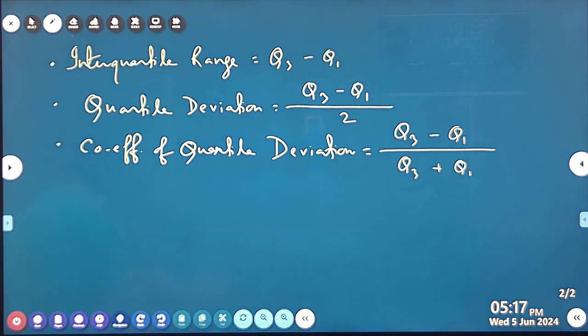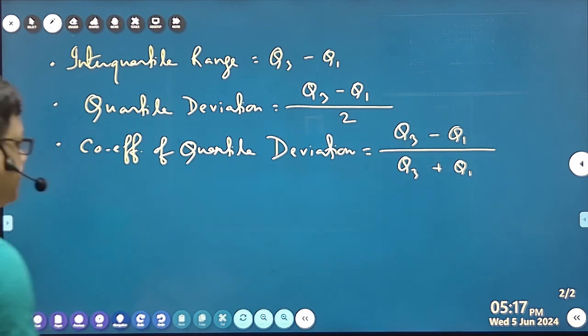And then, getting it? So I'm going to explain how these quartiles can be found. All right? Okay. So let us take an example.